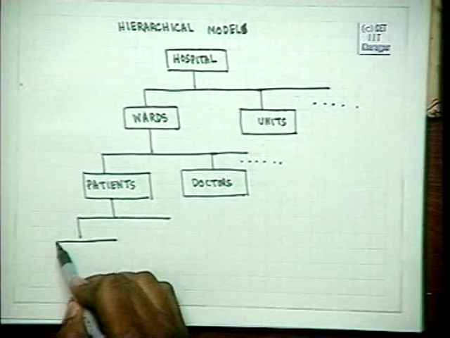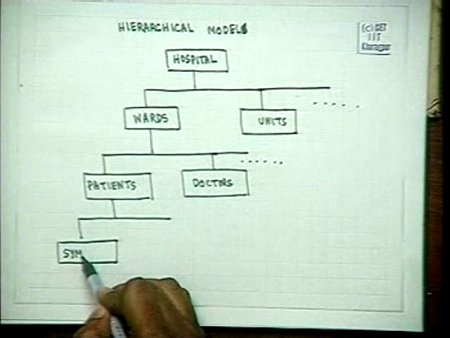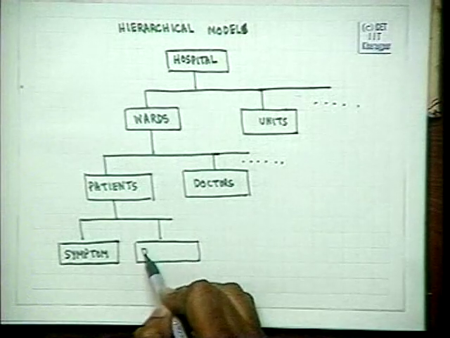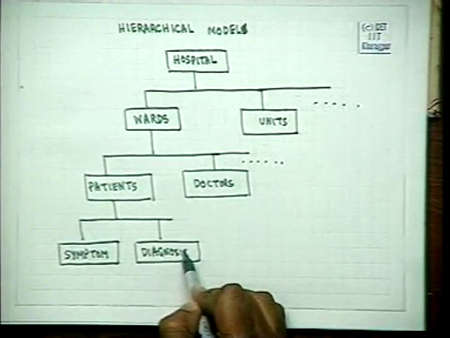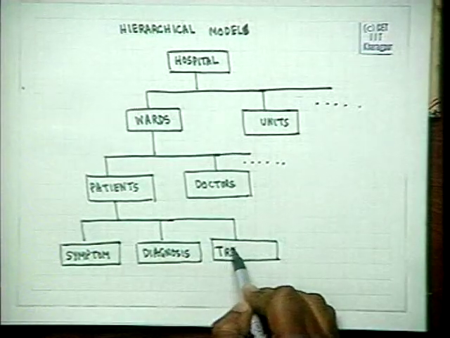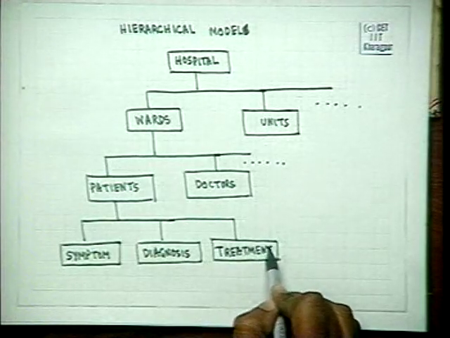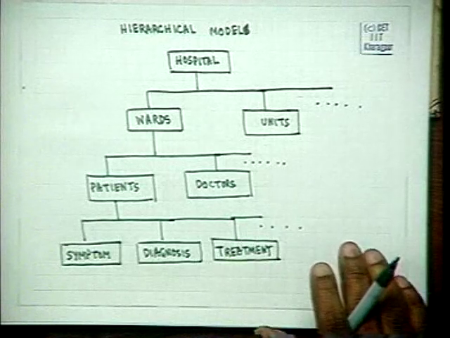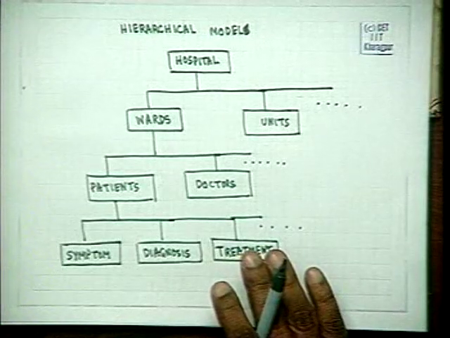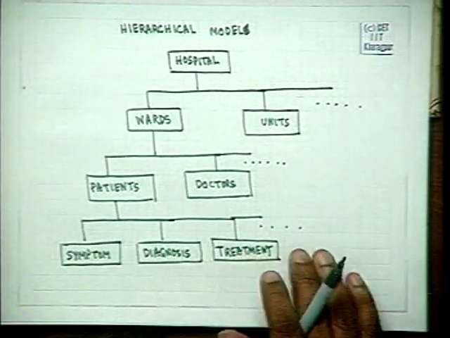A patient's information may be broken down into symptom, diagnosis, treatment, etc. So here the structure itself is hierarchical, a tree-like structure, and therefore the model used here is a hierarchical model, which is very similar to a network model. The other data models we will not see immediately, we will see them when we come to the course.